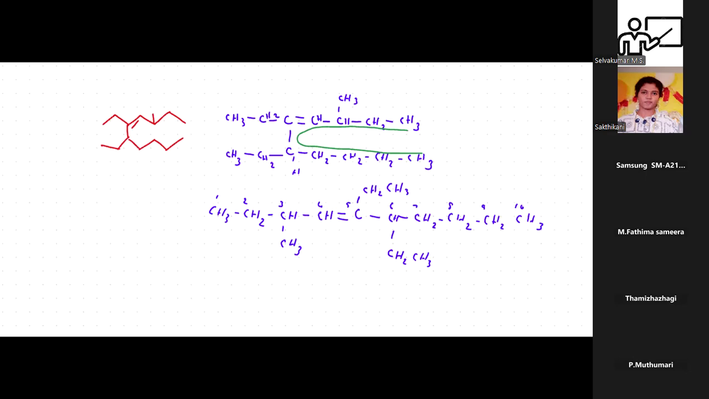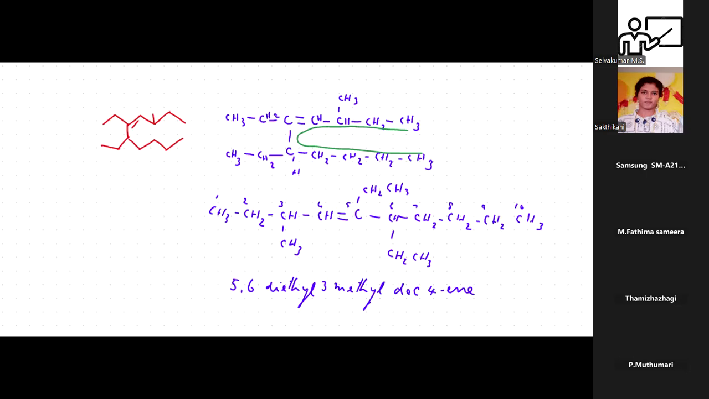Therefore, the name is 5,6 diethyl, and in the third position, methyl group is attached. 3-methyl, 5,6 diethyl, 3-methyl, dec. Dec means deca. Dec means 10. In the fourth position, unsaturation is there. Therefore, it is 4-ene. So therefore, the name of this compound is 5,6 diethyl, 3-methyl, dec 4-ene.